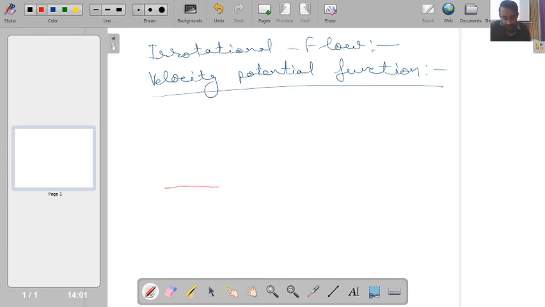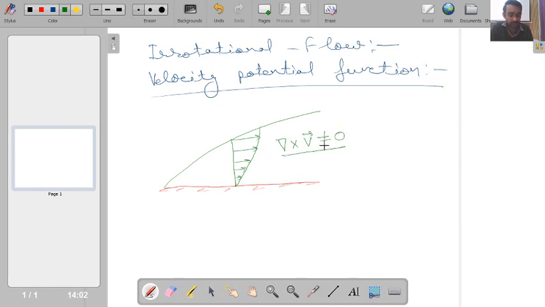So if we see that we have a flat plate and flow of viscous fluid is happening over this flat plate, then we will have a certain boundary layer region over here where our velocity will be something like this. Okay, so this will be, say, the velocity profile over here. For this type of situation, if I consider the curl of the velocity vector, that will not be equal to 0. So it means this is nothing but a rotational flow situation.